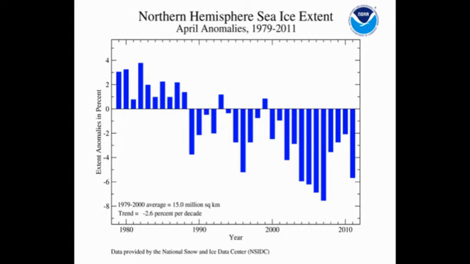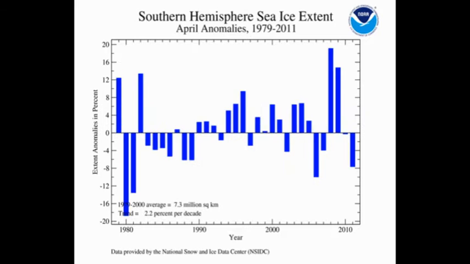Now that's the Arctic sea ice. How about the Antarctic? Well, I'm afraid that's not much better. It too is below average, by about 8 million square kilometres.